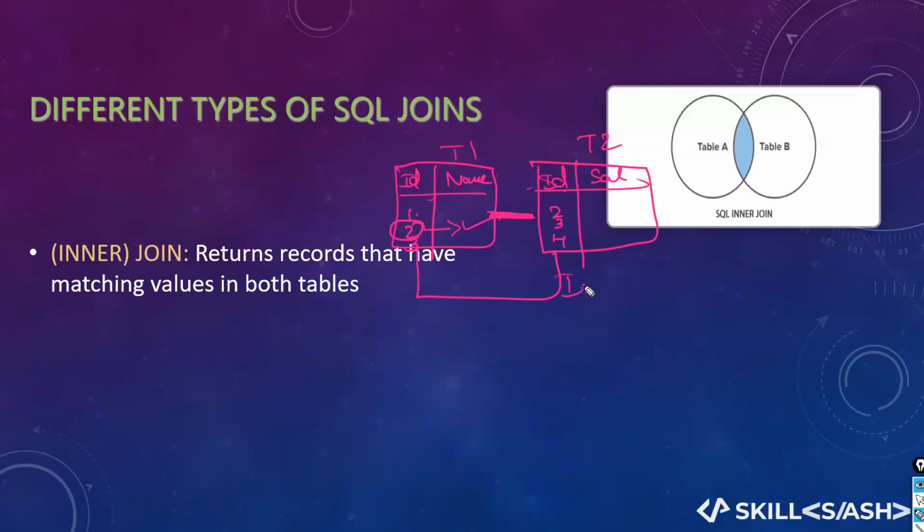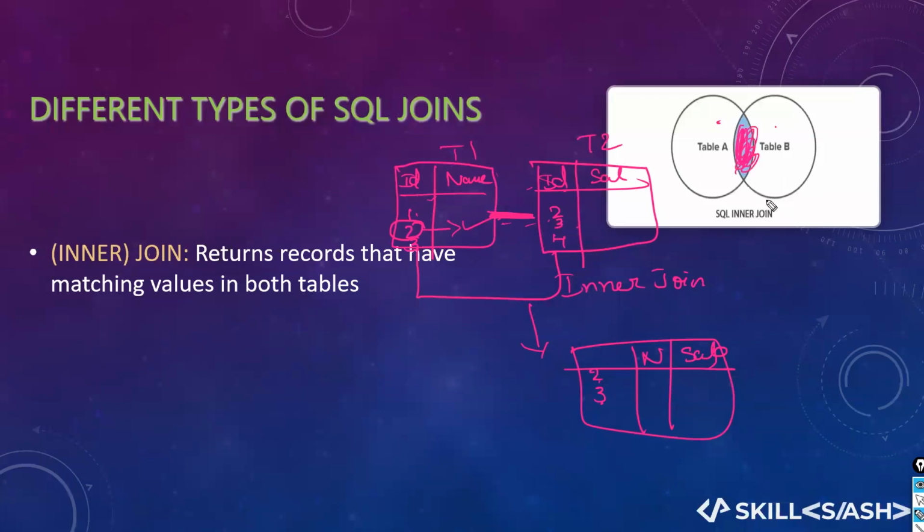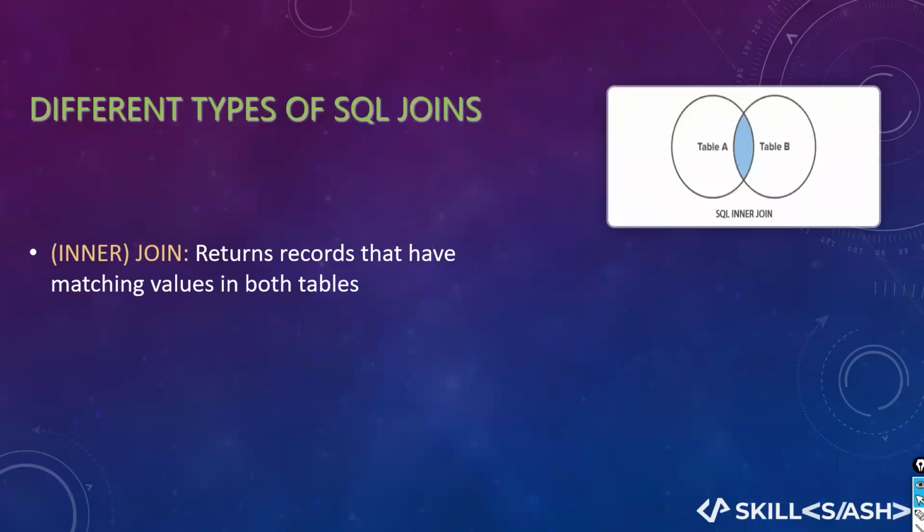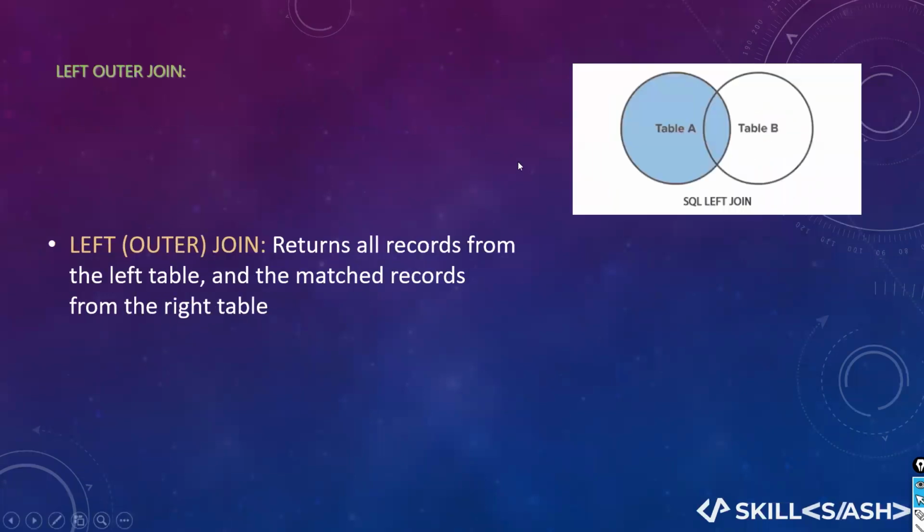So if you do this inner join, the output table that you are getting is 2 and 3, along with the name as well as salary. Why only 2 and 3? Because it is common between these two. Imagine the Venn diagram: table A, table B, only the common records between table A and table B will be the output. Is it clear, guys? That's the inner join.